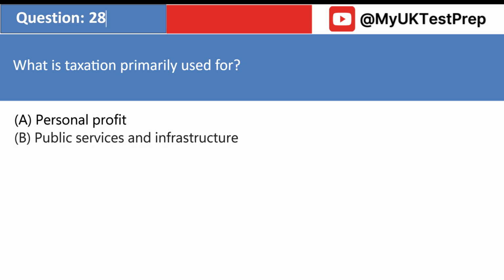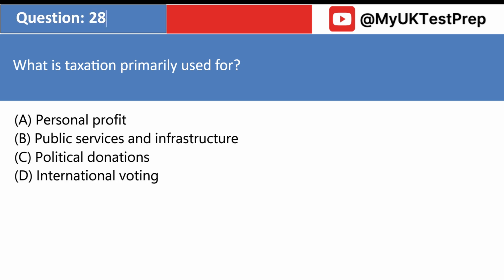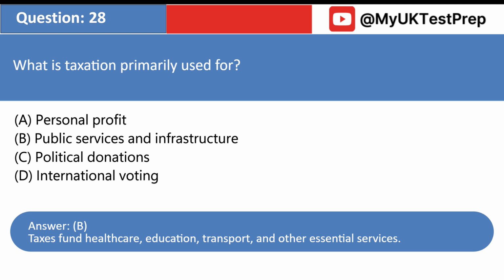What is taxation primarily used for? A. Personal profit. B. Public services and infrastructure. C. Political donations. D. International voting. Answer: B. Taxes fund healthcare, education, transport, and other essential services.